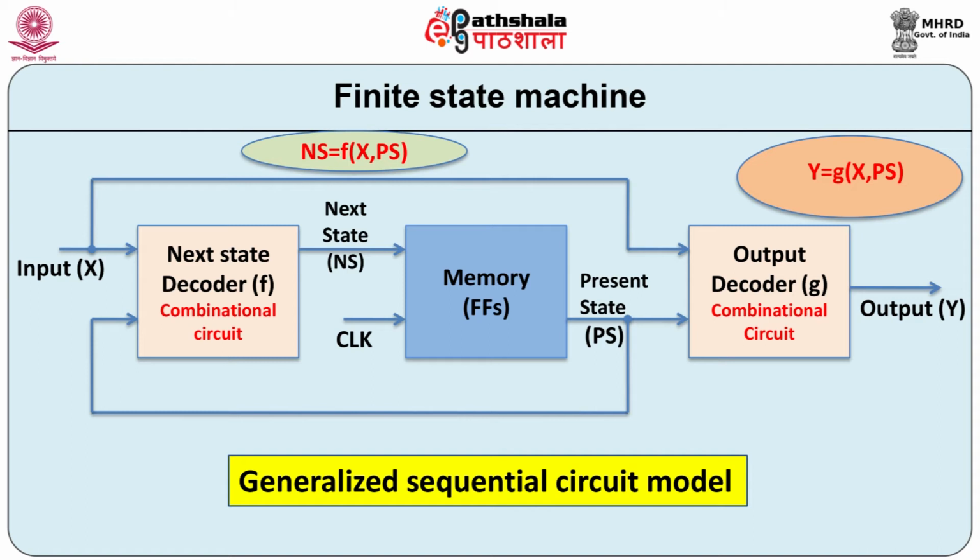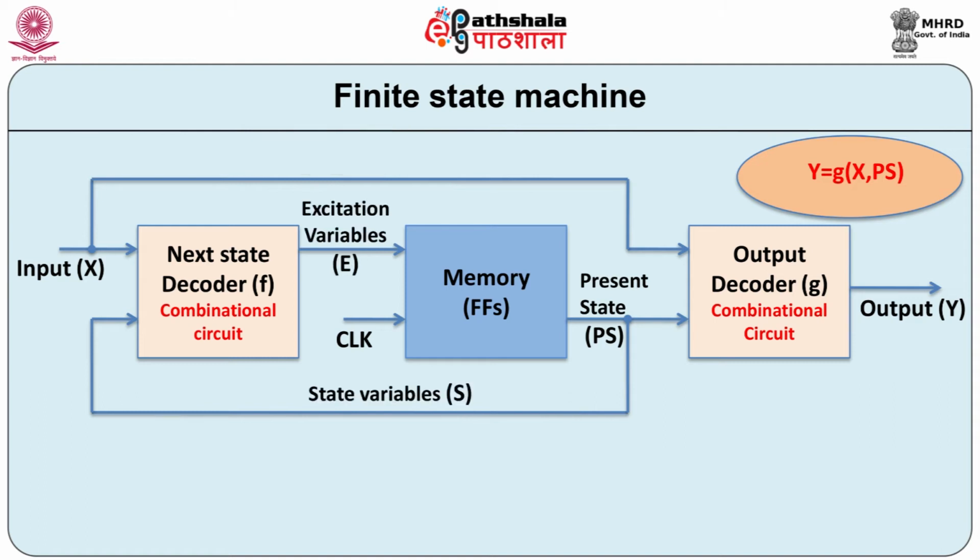Finite state machines are classified according to the feedback, feed forward as well as other connections as class A, that is Mealy state machine, class B Moore state machine, class C, class D and class E machines. In the model of finite state machine, the next state is also referred to as excitation variable for exciting or triggering the flip flops present in the memory. Similarly, the present state generates the state variables for the next state decoder.